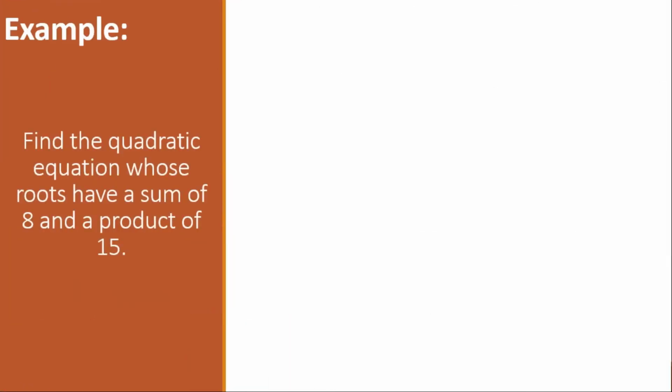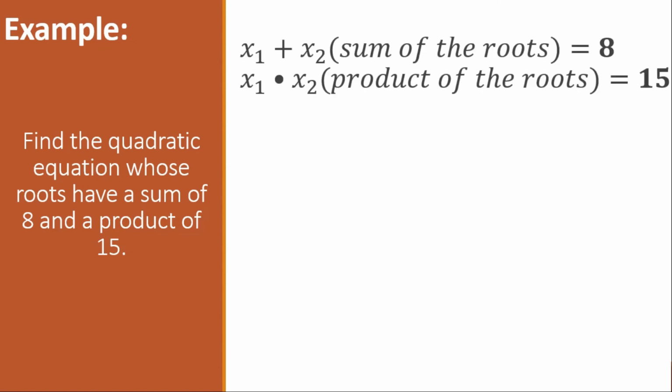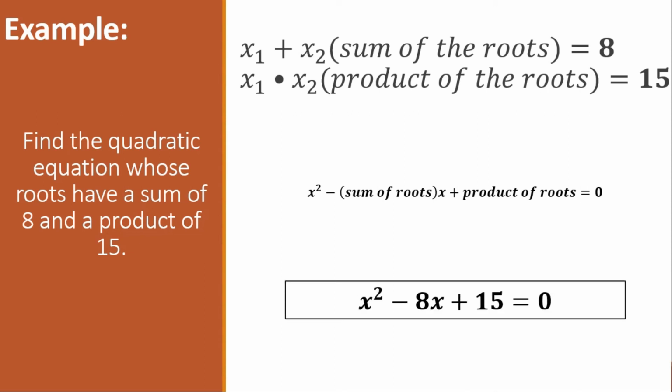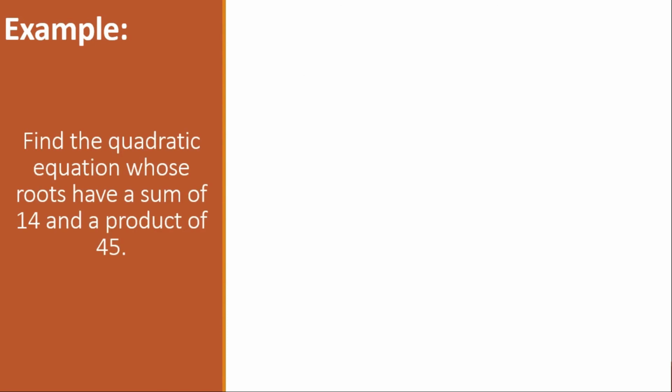Bigay tayo ng example para mas maintindihan ninyo. Find the equation or the quadratic equation whose roots have a sum of 8 and a product of 15. So, di ba sabi, yung sum daw ng roots natin is 8 at yung product naman is 15. So, according to our formula, we have x squared minus sum of the roots times x plus product of the roots equals 0. So, yung sign nila, nandyan na yan. Substitute na lang natin yan. So, we have x squared minus 8 kasi 8 yung sum times x plus 15 equals 0. Ayan lang.